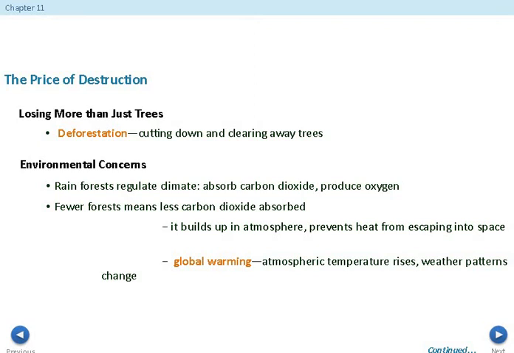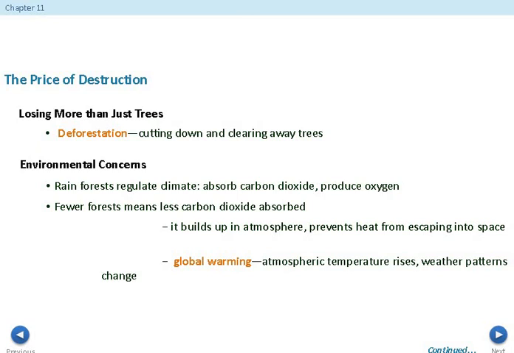Now, of course, there are some environmental concerns that we do see. Rainforest regulates climate. It absorbs carbon dioxide and produces oxygen. I believe you were probably taught back in middle school about plants, and how those plants absorb carbon dioxide and send off oxygen for the people to breathe. Well, the problem is that if we're cutting down the rainforest, there are fewer trees and there's more carbon dioxide in the atmosphere.